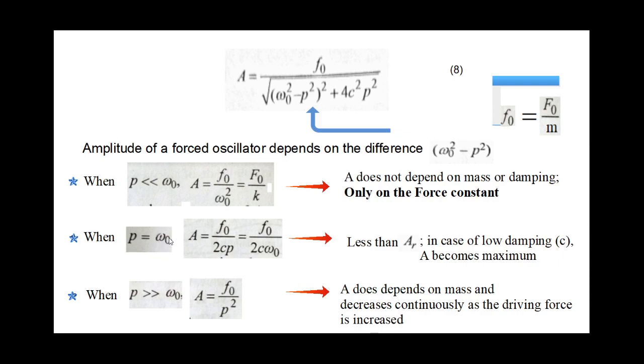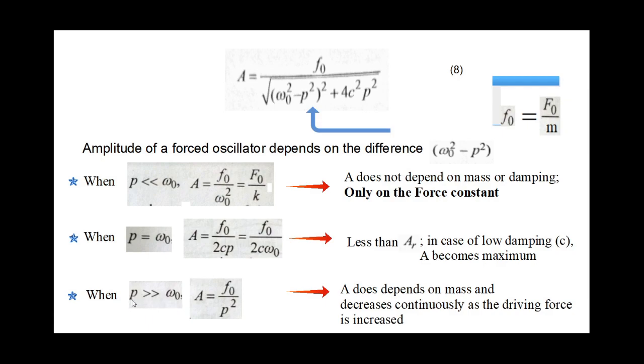Again, as a second case, we consider when p equals omega 0, that is, when the natural frequency of the oscillator is equal to the frequency of the external driving force. In that case, we know that the amplitude becomes equal to f0 divided by square root of 4c square p square, which is equal to f0 by 2cp. Again, since p equals omega 0, it is f0 divided by 2c omega 0. It's clear that this is less than the maximum amplitude. We can compare those two expressions. And when c is very small, or in case of small damping, this amplitude becomes maximum.